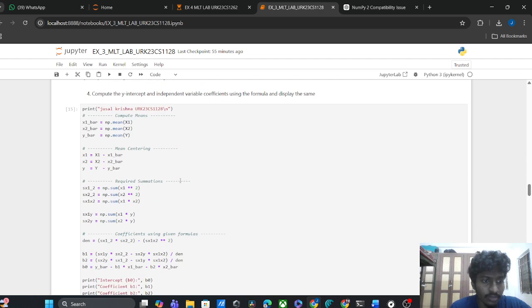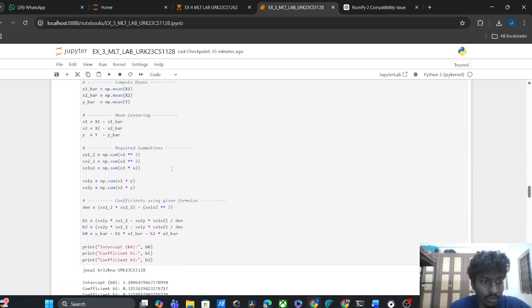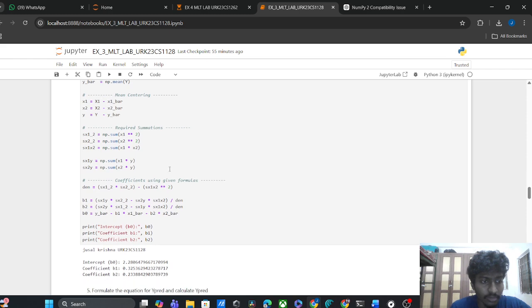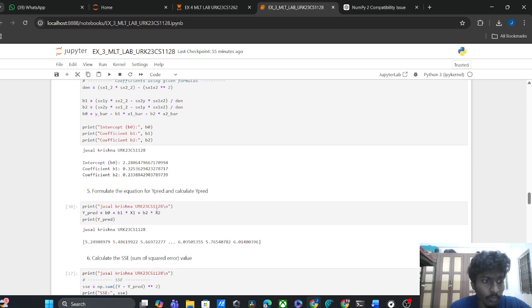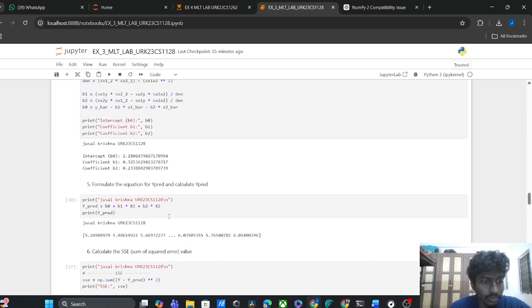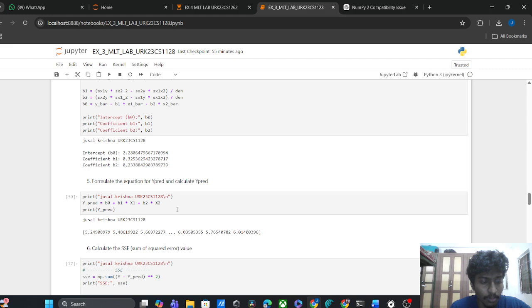We calculate the regression coefficients. B0 is equal to intercept, B1 is equal to coefficient for X1, B2 is equal to coefficient for X2. Step 5, calculate predictions. We compute predicted values using the equation: Y predicted is equal to B0 plus B1 X1 plus B2 X2.